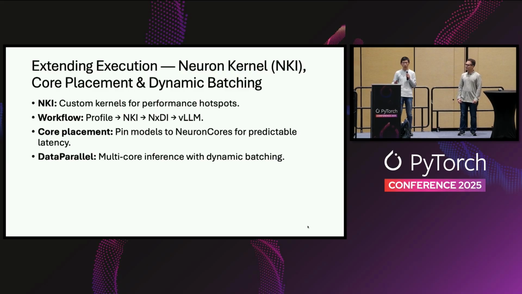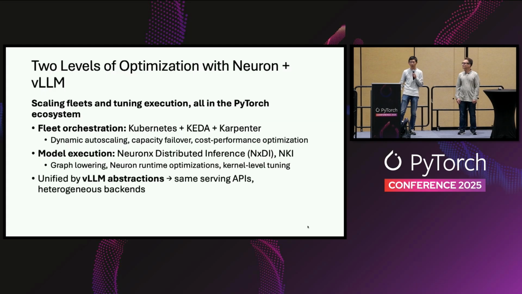And the workflow is straightforward. We use the profiler to see the potential bottlenecks, and then we program them with NKI, inject that as PyTorch, expose that to NxDI, and then run with vLLM. And then NxDI will handle core placement, and we use torch-level data parallel to handle the multi-dynamic batching problem.